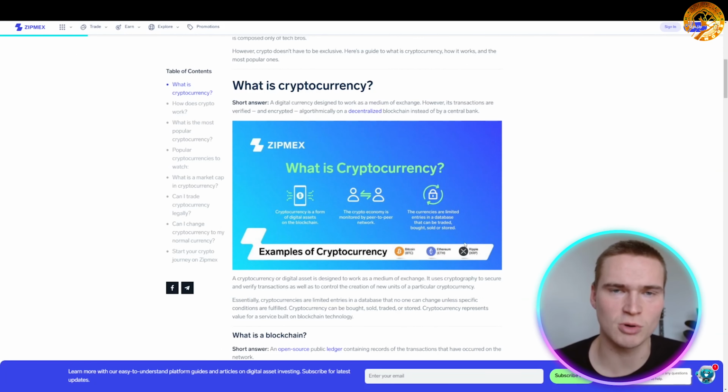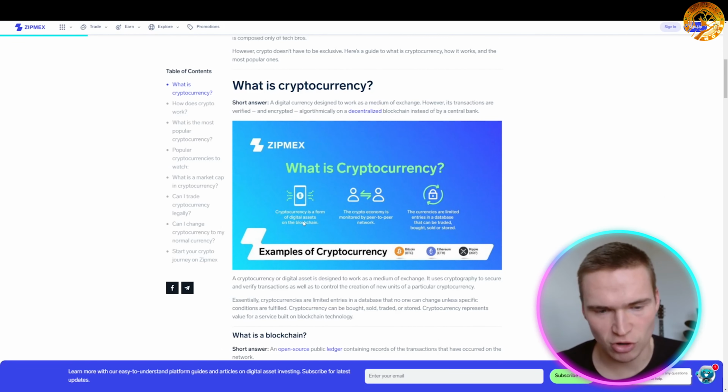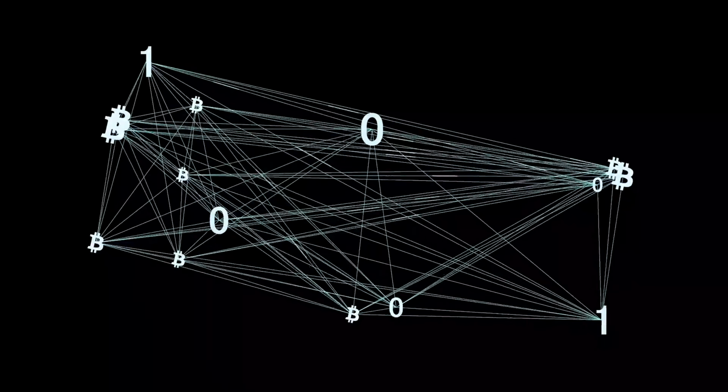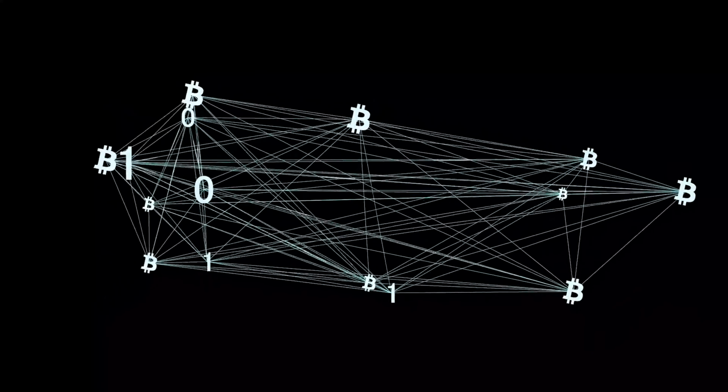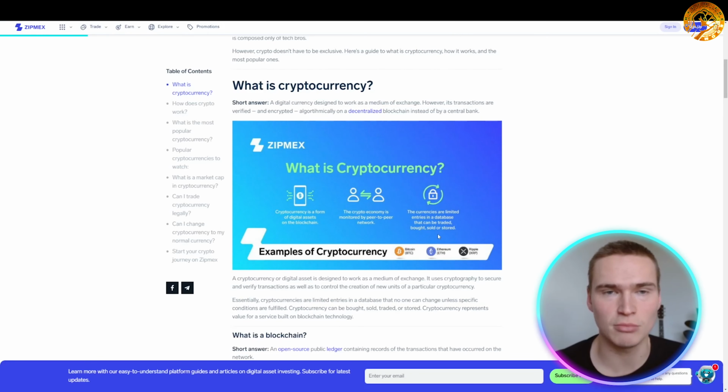So here you'll see also a quick graph of cryptocurrencies. It's a form of digital assets on the blockchain. Just as a summary, the economy is monitored by a peer-to-peer network, and they are limited entries in a database that can be traded, bought, sold, or stored. This database is the blockchain.